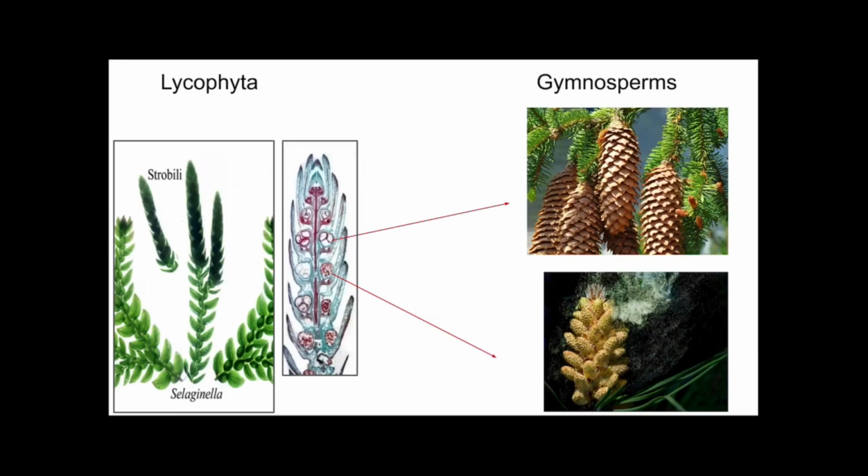The gymnosperms produce seeds on what's called ovulate cones. These cones can also be thought of as female cones. The male cones are called staminate cones. On the bottom you can see these staminate cones are much smaller and produce pollen in really high numbers. That pollen gets distributed by wind into the landscape.